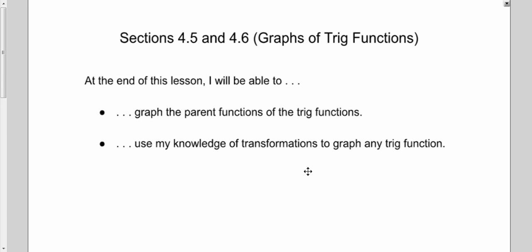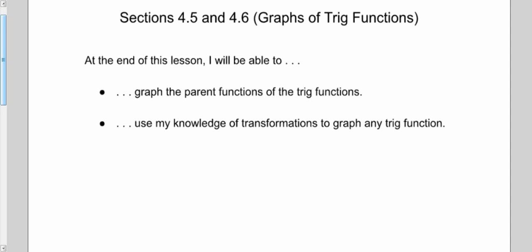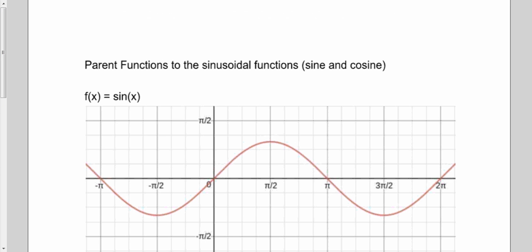The goal today, I have 2 of them. A, being able to graph the parent functions of all my trig functions: sine, cosine, tangent, cotangent, secant, cosecant. And B, use my knowledge of transformations to graph any trig function. Any trig function at all. So, let's talk about parent functions of the sinusoidal functions.